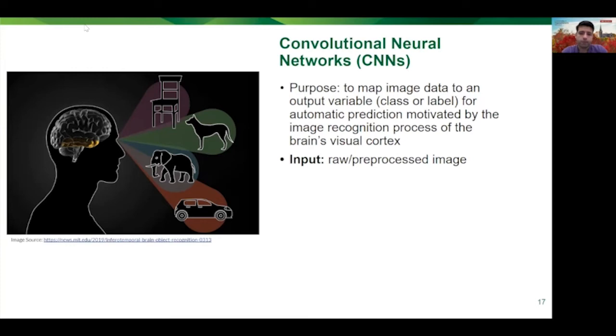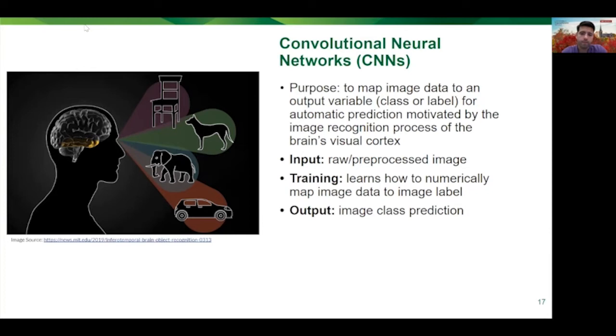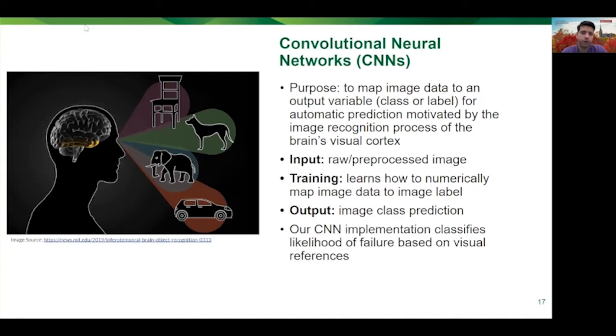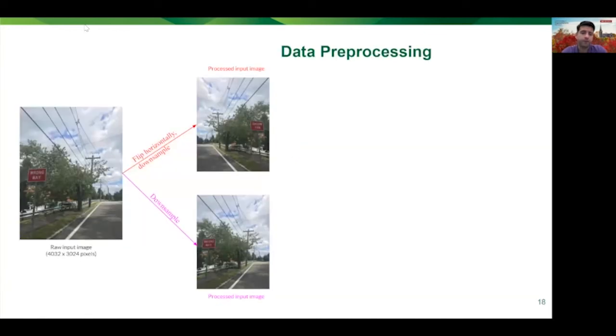So having these raw images as input, we perform our pre-processing procedure, and then we perform the model training, which essentially is how the model learns to numerically map the image data to the image label that was given. And the final result is the image class prediction, which shows us whether the model correctly predicted an image which was given a certain label by an arborist. So our CNN implementation classifies these images accordingly.